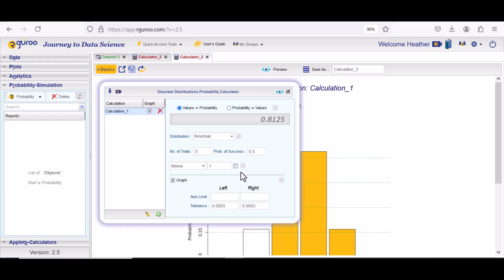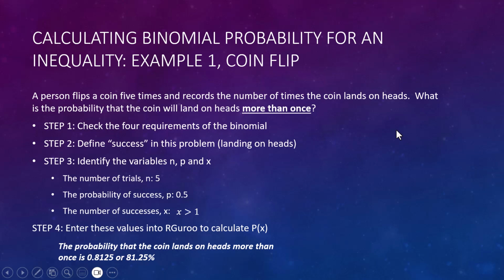So again, the most important, or possibly the most frustrating part of this, arguably, is remembering whether or not to check this box. And again, use this graph to help you visualize and check yourself and make sure you are computing the inequality that you mean to compute. So the probability that the coin lands on heads more than once is 0.8125, or 81.25%.